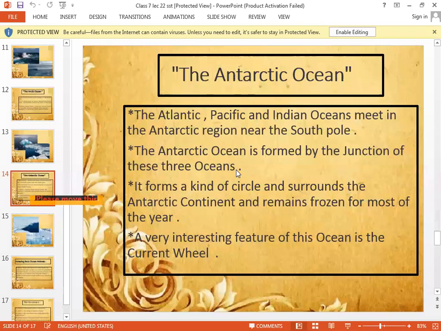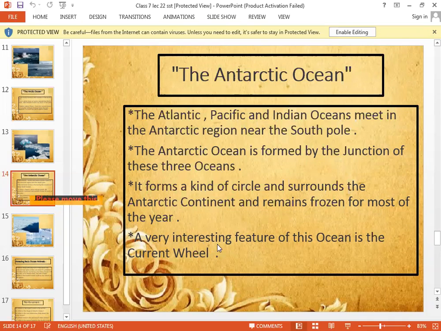तो इन तीनों oceans के मिलने से क्या होता है, जो एक जगह पर आकर कंबाइन हो जाते हैं नियर द साउथ पोल. As a result of this, the Antarctic Ocean is formed by the junction of these three oceans. So it forms a kind of circle and surrounds the Antarctic continent and remains frozen for most of the year.